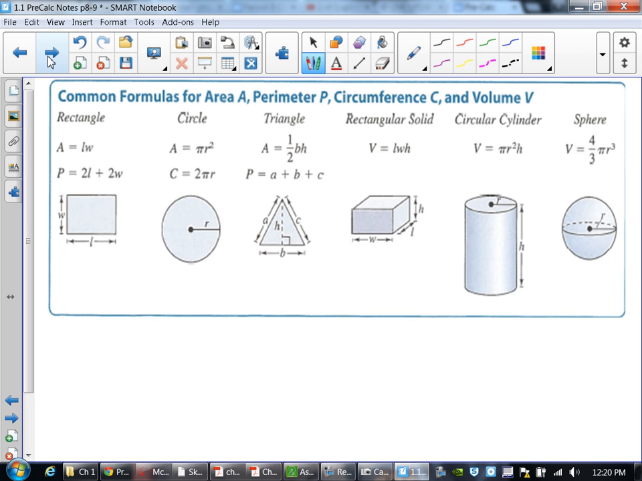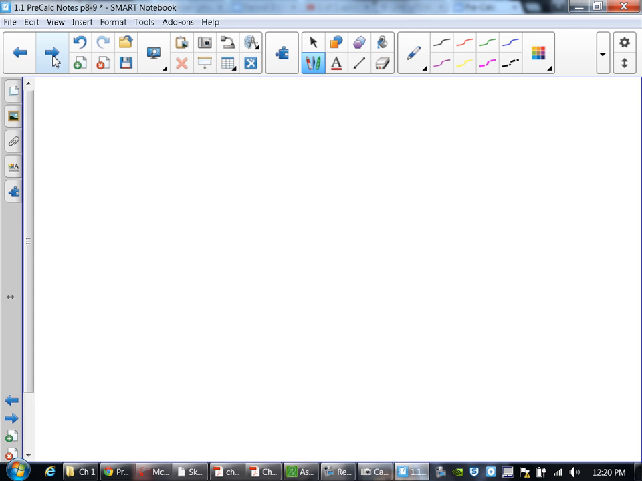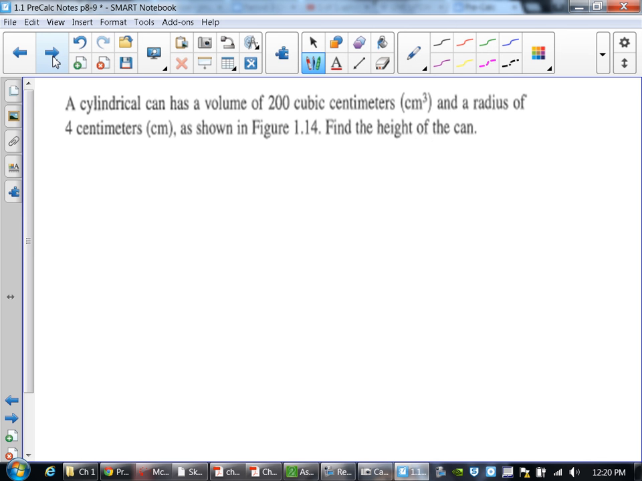Because what we're going to do today is that we're going to look at the cylinder has a volume of 200 cubic centimeters, a radius of 4.